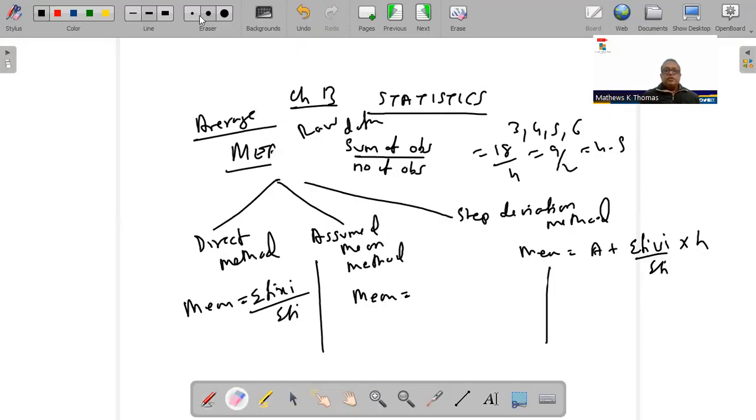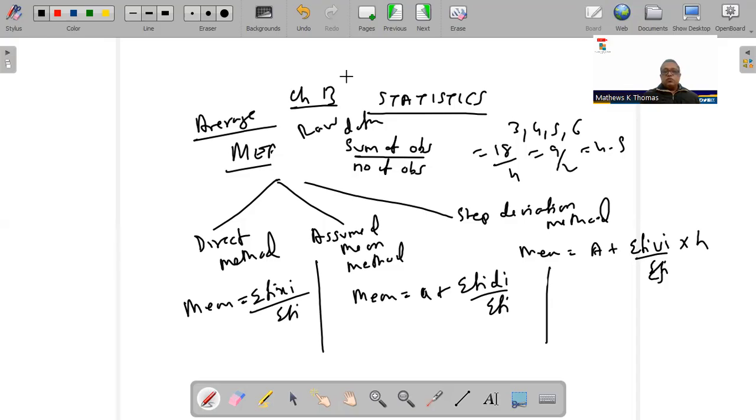Sorry, a correction has to be made. In the assumed mean method, I am going to use A plus sigma fi di by sigma fi. This is the step deviation method: A plus sigma fi ui by sigma fi into h. Please note the correction. And as I told, if you're not aware of these methods, you need to watch the statistics chapter to see how it is done.